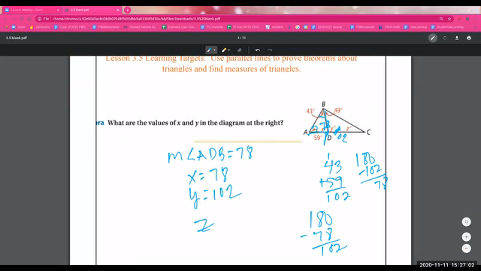So you have this angle Y is 102, this little angle is 49, so 102 plus 49 is 151. And you know that 49 plus 102 plus Z has to equal 180. So 180 minus 151 would be 29. So Z, the measure of angle Z, is equal to 29. And those are all degrees. See how we work that out?